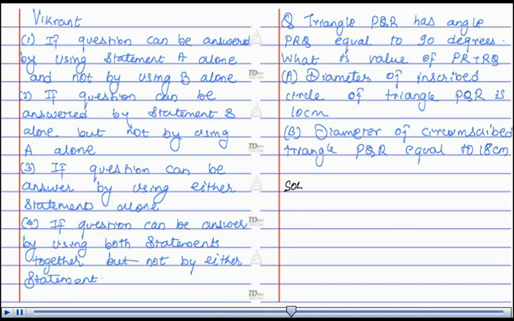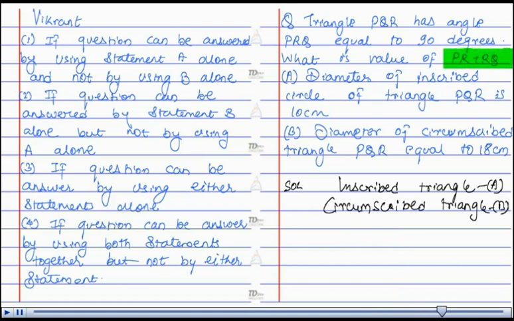Neither statement A nor B alone is sufficient because statement A gives information about the inscribed circle of the triangle and statement B gives information about the circumscribed circle. So both the statements are not sufficient because we have to find out the value of PR plus RQ, which is not possible from both the statements. Therefore, answer is fourth.